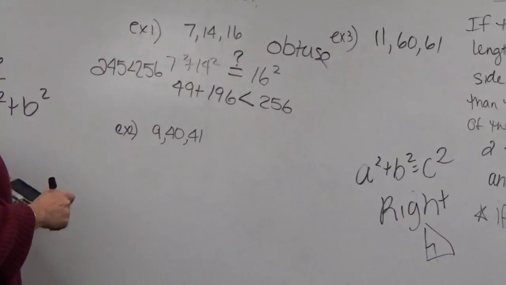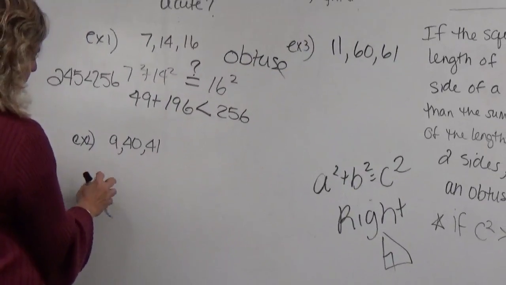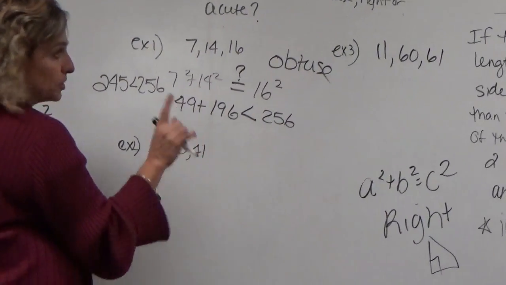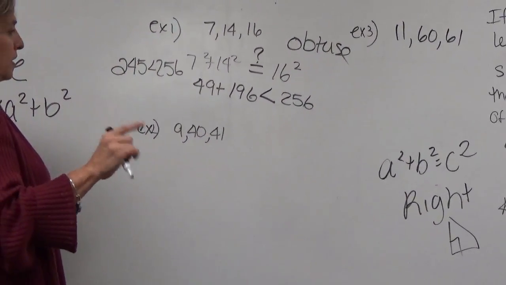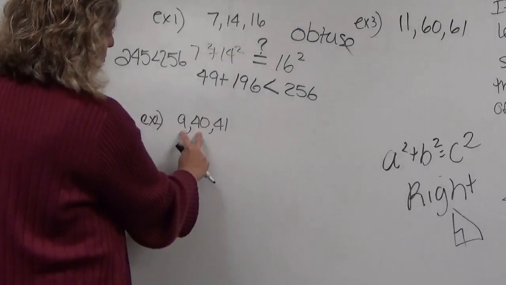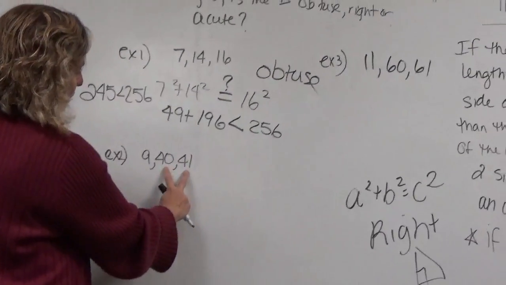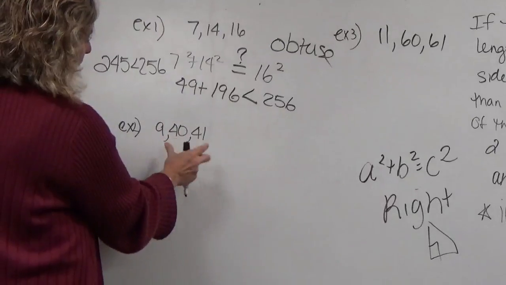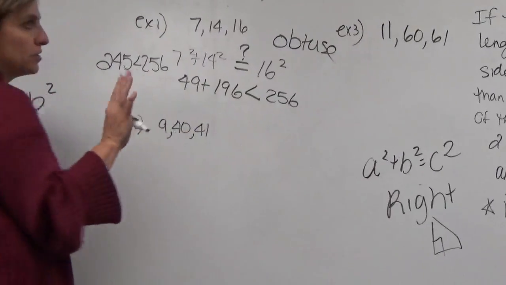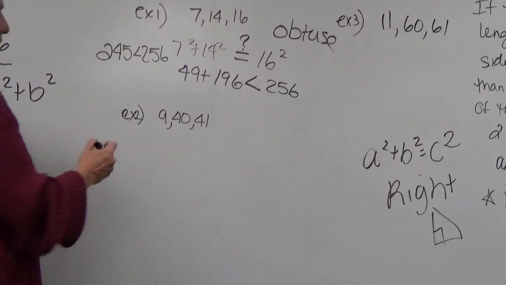Let's look at this one. I have to make sure, first always check your triangle inequality theorem. Add those two, bigger than that. Add those two, bigger than that. Add these two, bigger than that. So far it can be a triangle.